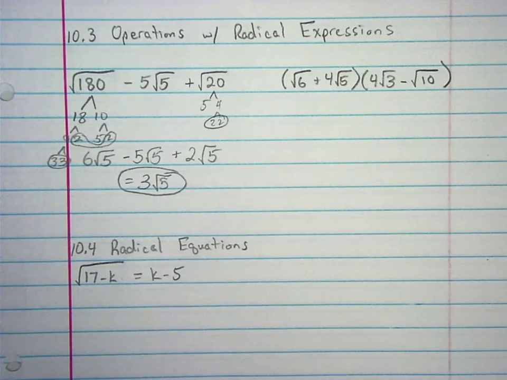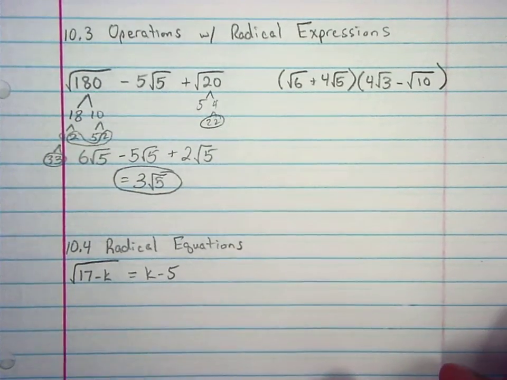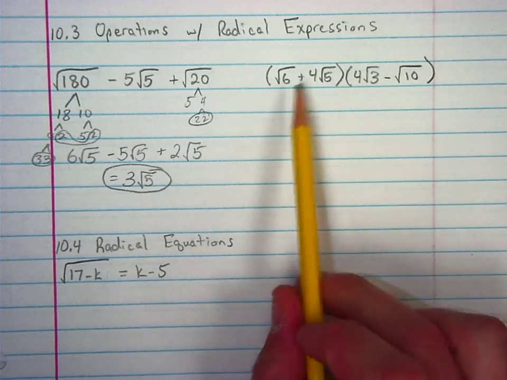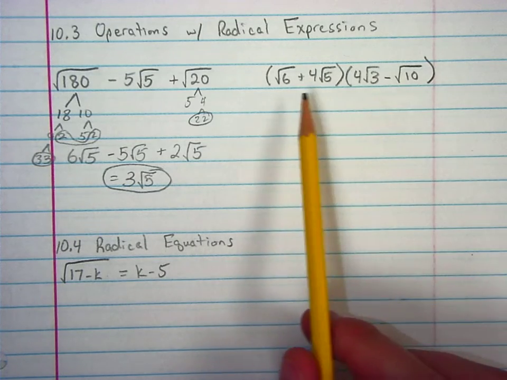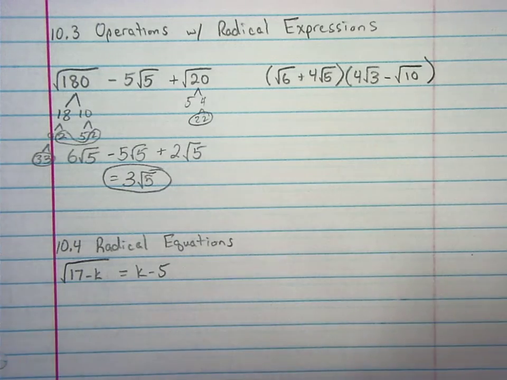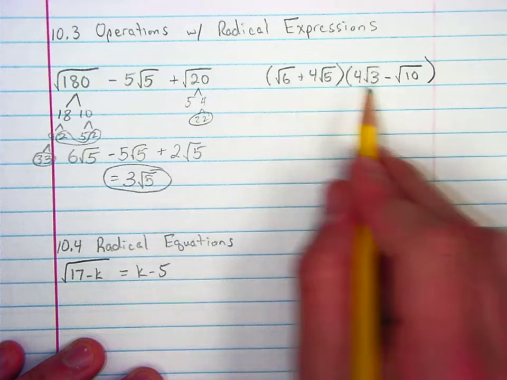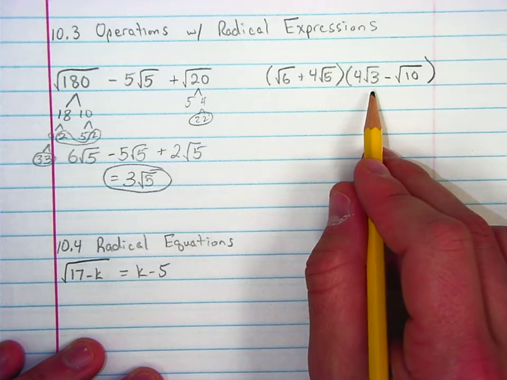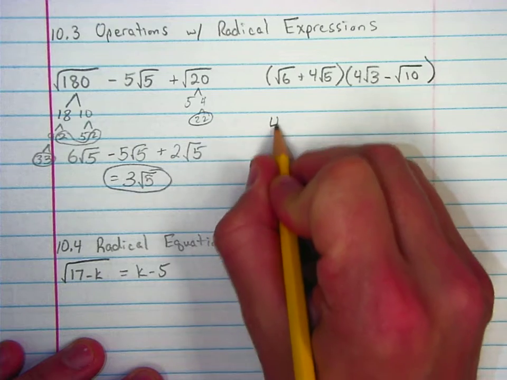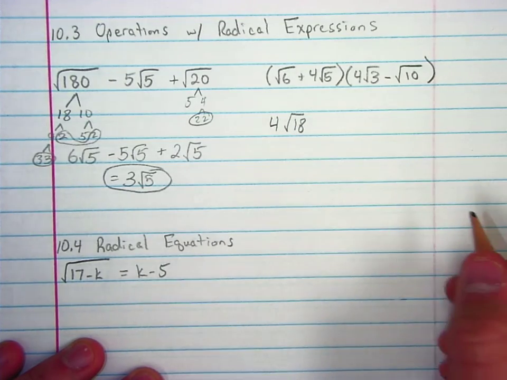Alright. Now the next problem, we're multiplying multiple terms. So we're going to have to FOIL this. If we do the first terms, we have square root of 6 times 4 square root of 3, which is going to be 4 square root of 18.